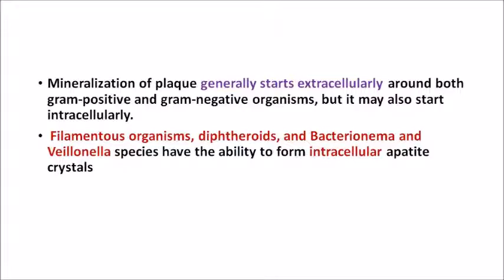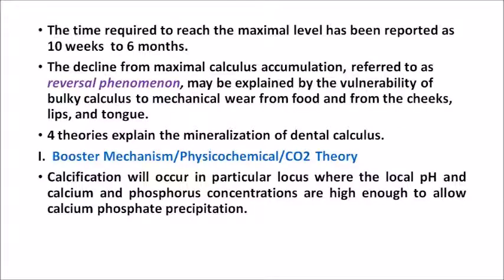This calcification can happen. So which are the organisms that can form these intracellular apatite crystals? They are some filamentous organisms, diphtheroids, Bacterionema, and Veillonella. It is important: filamentous organisms, diphtheroids, Bacterionema, and Veillonella species can form intracellular apatite crystals. Now the plaque keeps on calcifying and it forms a maximal level of calculus. What is the time taken for this? It is 10 weeks to 6 months. In about 6 months, there is a maximal level of calculus formed.